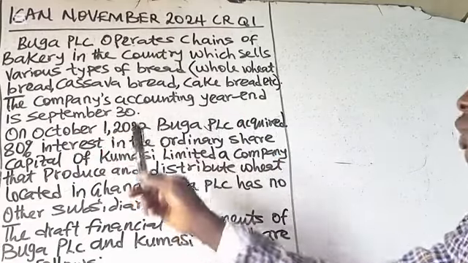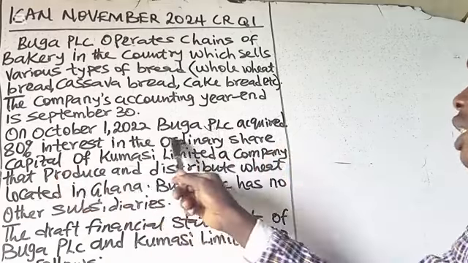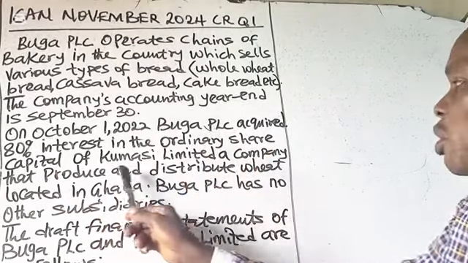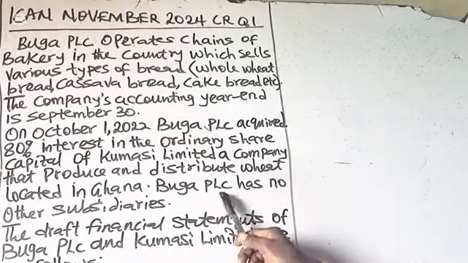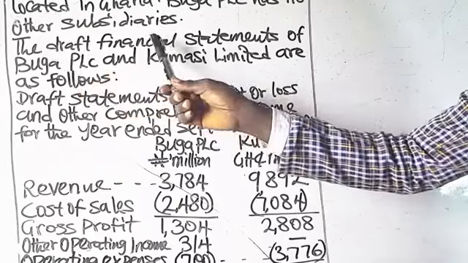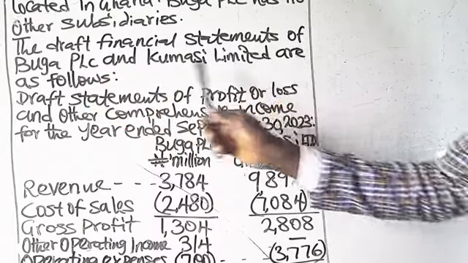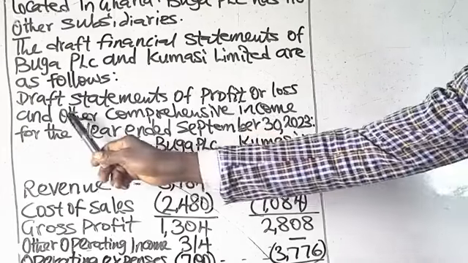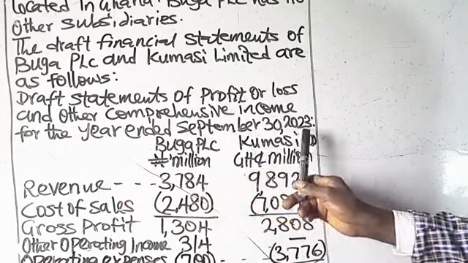On October 1st, 2022, Buga PLC acquired 80% interest in the ordinary share capital of Kumasi Limited, a company that produces and distributes wheat located in Ghana. Buga PLC has no other subsidiaries. The draft financial statements of Buga PLC and Kumasi Limited are as follows. Draft statements of profit or loss and other comprehensive income for the year ended September 30, 2023.